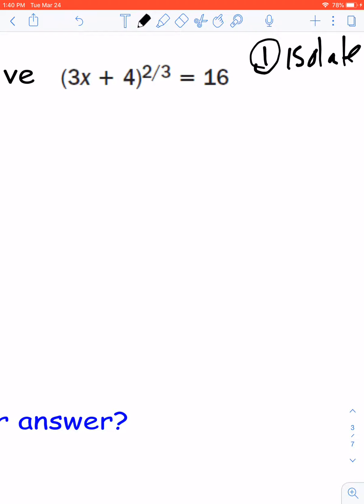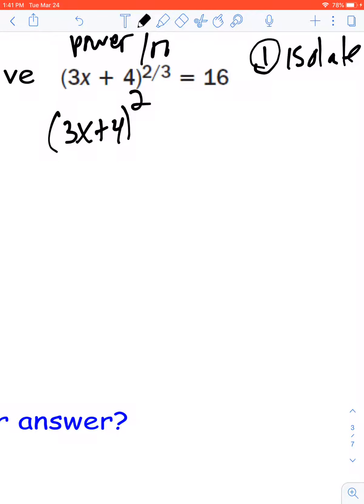All right, didn't we learn before spring break that I can rewrite this as a radical? That's why we spent time doing that. Remember, I have 3x plus 4 to the second power because it's power over root. And then the root is the cube root. So there's my radical, friends. And it is isolated. I'm not adding or subtracting anything to it.